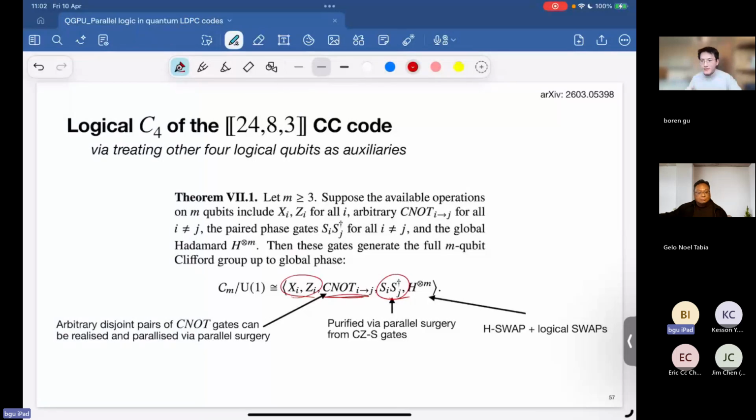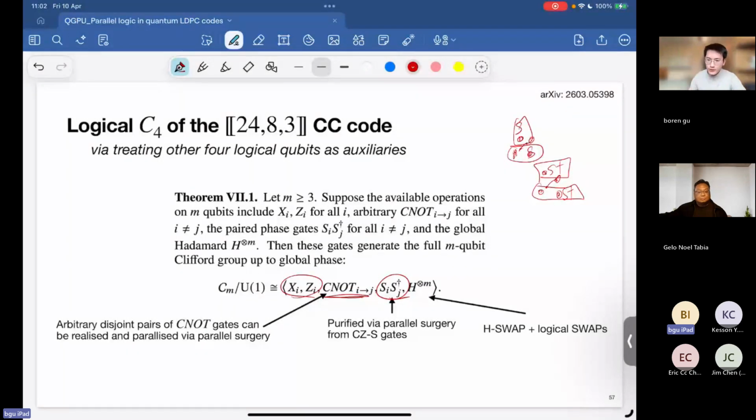So 2 S gates. If you remember the CZ gates, that we have CZ between these two, CZ between these two, and S dagger. And if we treat, for example, these ones as auxiliaries, then we are able to realize S and S dagger on 2 logical qubits.